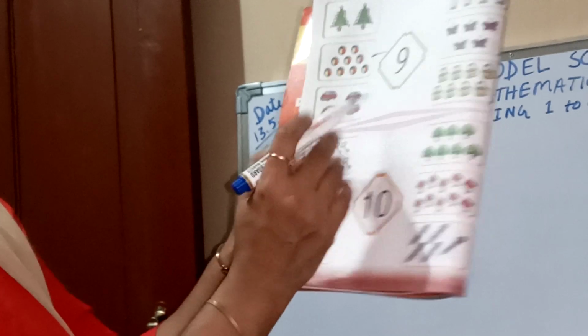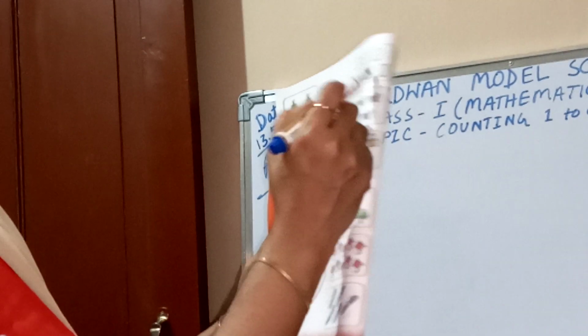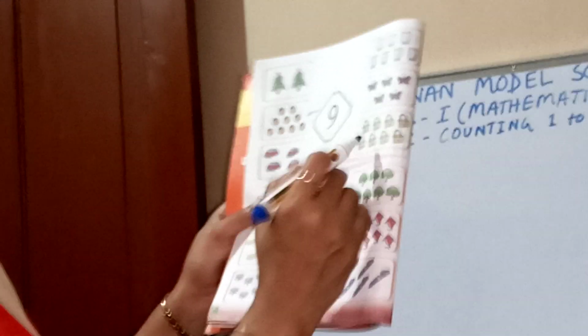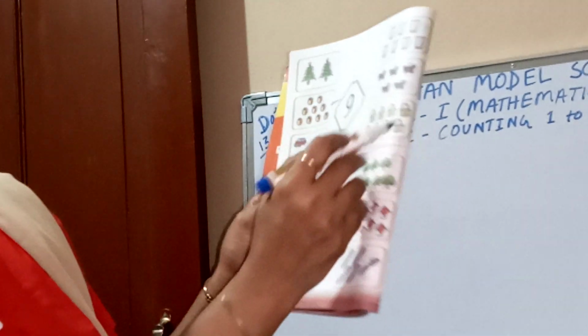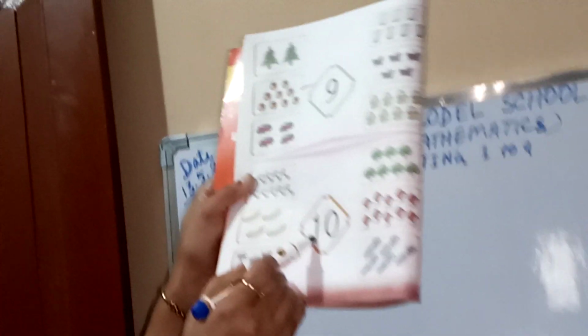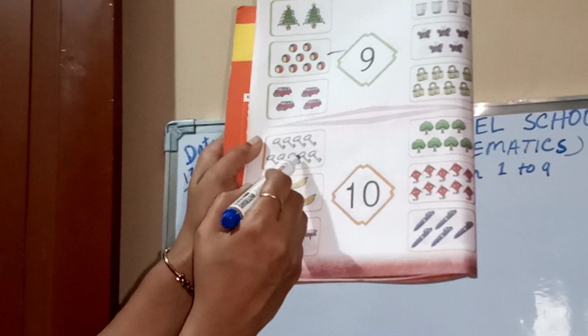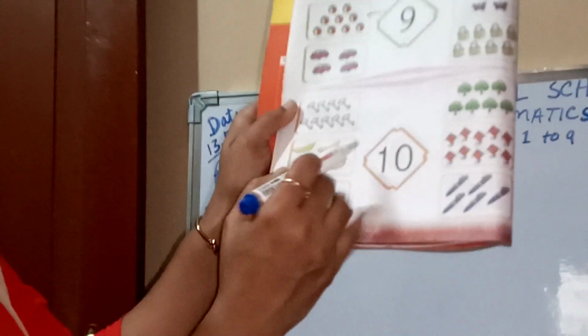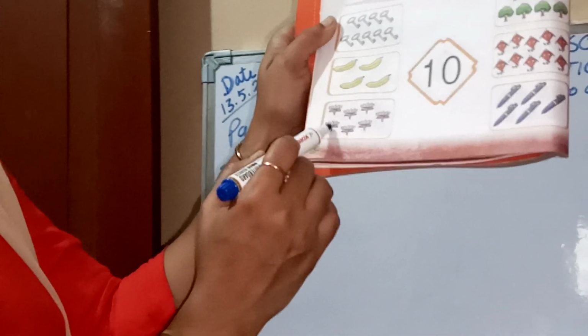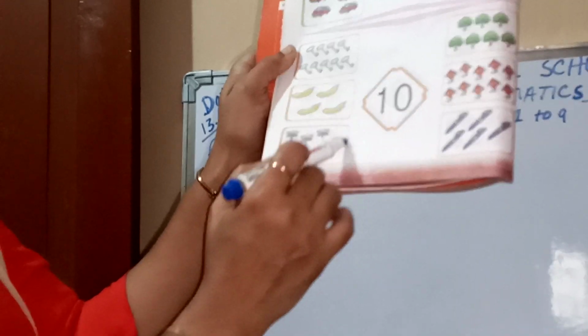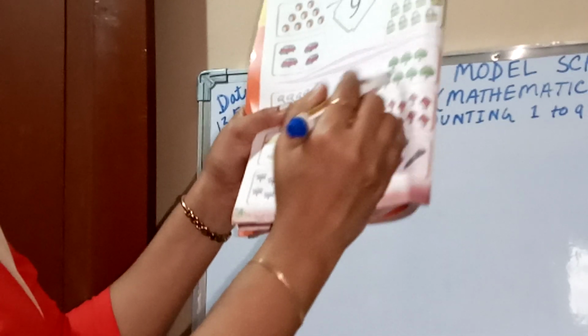This is 1, 2, 3, 4. No. 1, 2, 3, 4, 5, 6, 7. No. 1, 2, 3, 4, 5. No. 1, 2, 3, 4, 5, 6, 7, 8. No. This is 10. So count it. 1, 2, 3, 4, 5, 6, 7, 8, 9. Will it match with 10? No. 1, 2, 3, 4. No. 1, 2, 3, 4, 5, 6, 7. Match with 10? No.